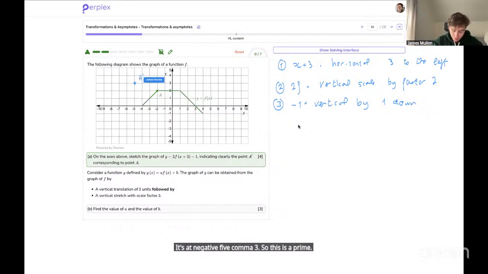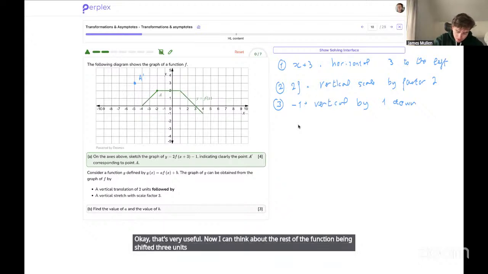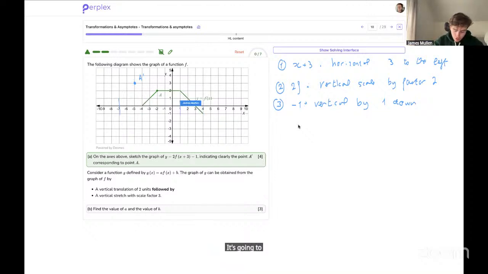Okay, that's very useful. Now I can think about the rest of the function being shifted 3 units to the left. So instead of starting at -4, it's going to start at -7. And instead of ending at 4, it's going to end at 1. It's also going to be 2 times taller and 1 unit down.